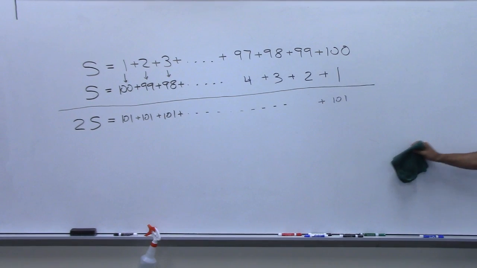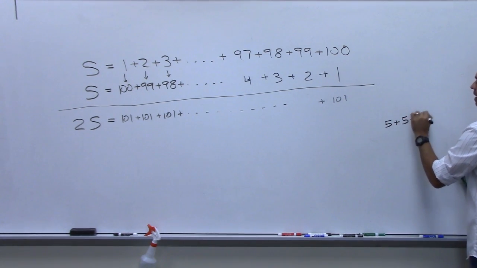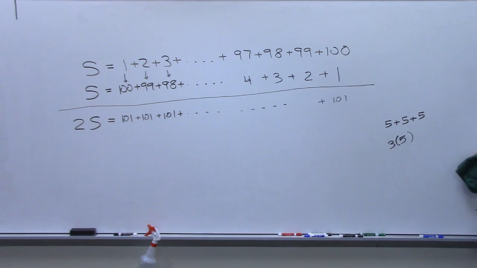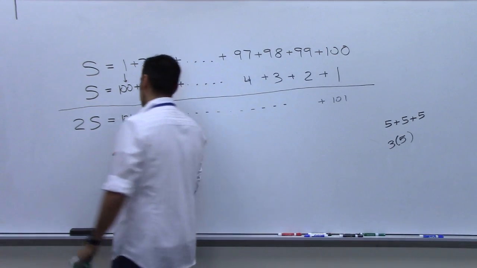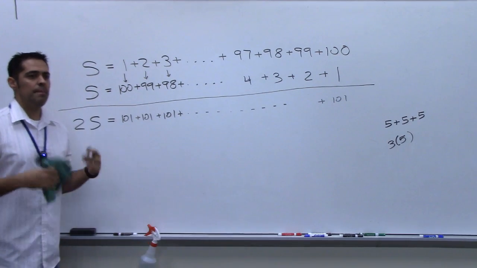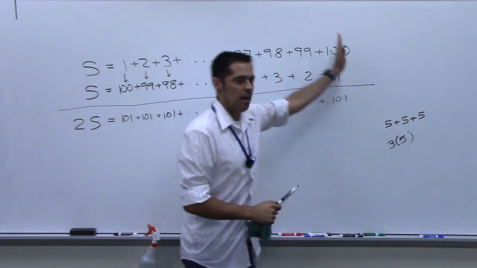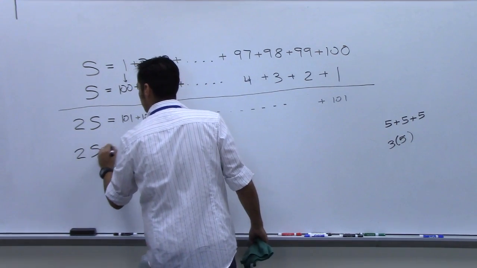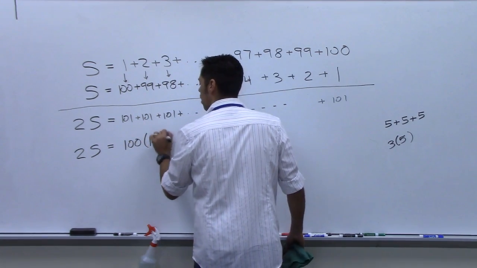Now remember what multiplication is. If I say 5 plus 5 plus 5, the shorter way of saying that is 3 times 5, right? So when we have repeated addition, we use multiplication. So this is just repeated addition. This is 101 repeated how many times? 1, 2, 3, 4, 5, 6... 100 times, right? So this is just twice the sum is 100 101s. Yes?